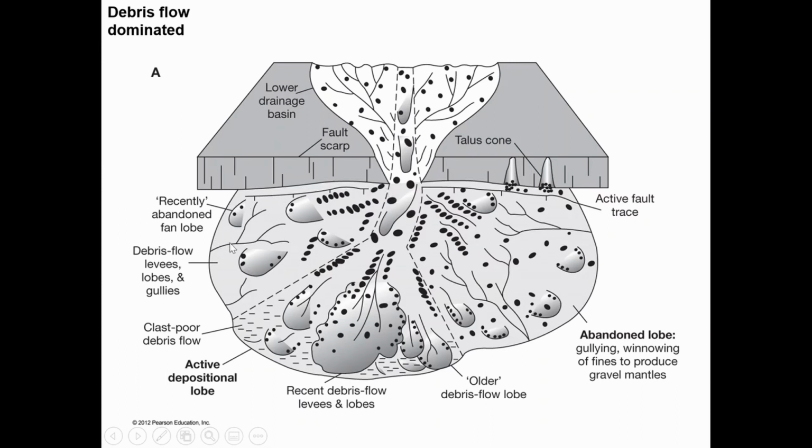Then this area is not the steepest slope anymore, so it goes to this side or this side. Gradually, this fan-shaped deposit developed. It works with stream flow as well. So the fan shape is developed due to the switching of the channels.